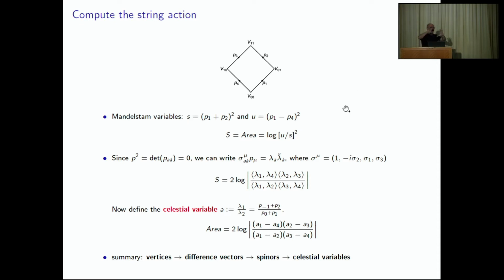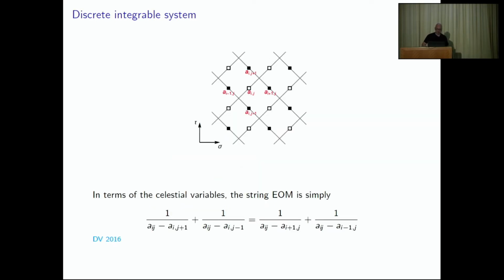Well, we add up the areas of all the patches. So you compute the total action. You have the action, you can derive the equation of motion for these A variables, the celestial variables. And this is what you get.